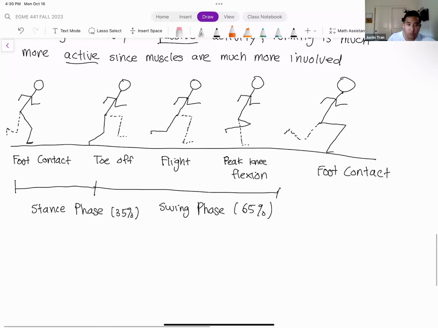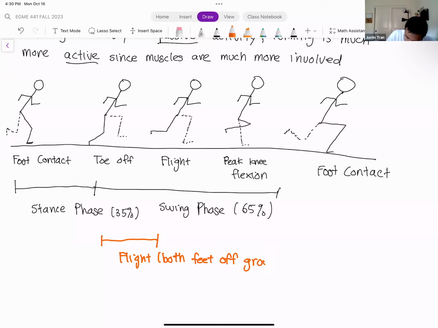What's unique about running is that instead of having a double support phase where both feet are on the ground, there's a phase where both feet are off the ground. We call that the flight phase. And so flight is maybe right here. And this is about 15%. So about 15% of the running gait cycle, neither of your feet are on the ground, and you're literally just flying.